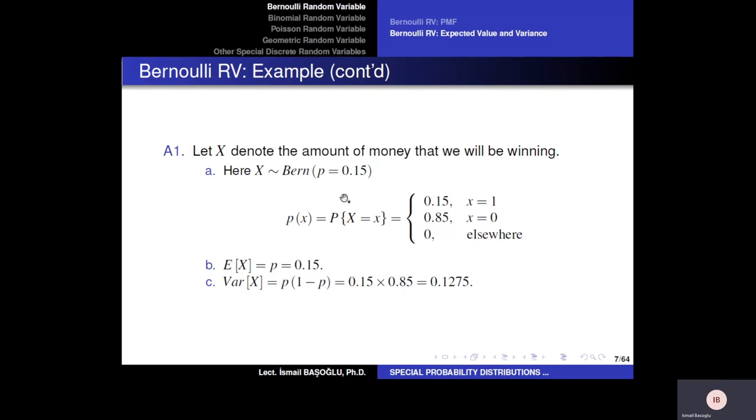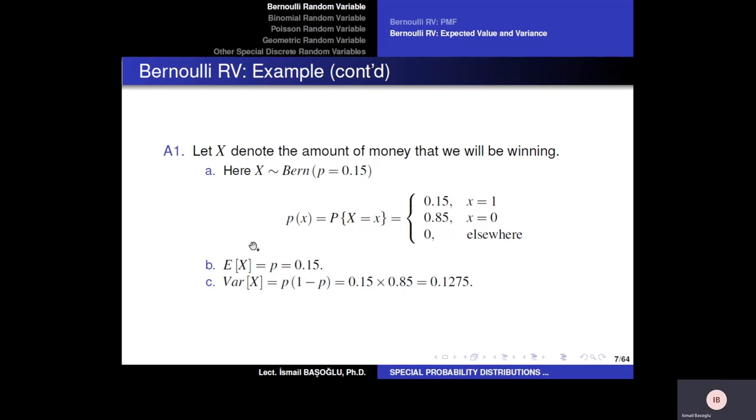And the probability mass function, or in other words, the probability of this random variable to be equal to different X values over the real line, can be described accordingly. So if this lowercase x is equal to 1, then the probability of my random variable being equal to 1 is 0.15. And if this lowercase x is equal to 0, then the probability of my random variable being equal to 0 is 0.85. And the remaining probabilities for other values other than 0 and 1 are simply 0.